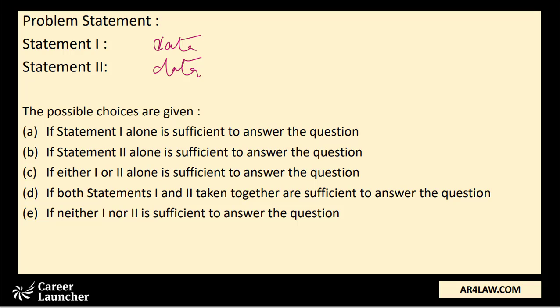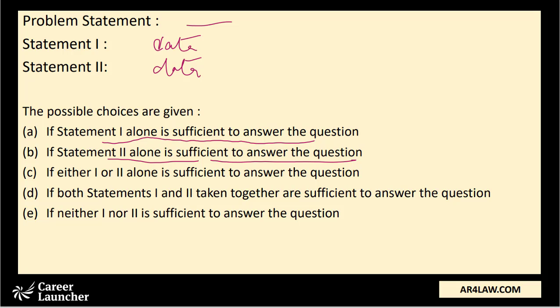We would mark A if the data given in statement 1 alone is sufficient to answer the question raised in the problem statement. We will mark B when the data given in statement 2 alone is sufficient to answer the given question. C has to be marked when both the statements independently can lead us to an answer. In that case, if either 1 or 2 alone is sufficient to answer the question, we would go ahead and mark option C as our answer.